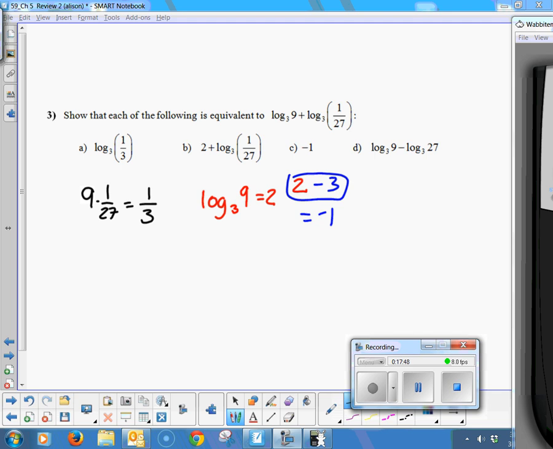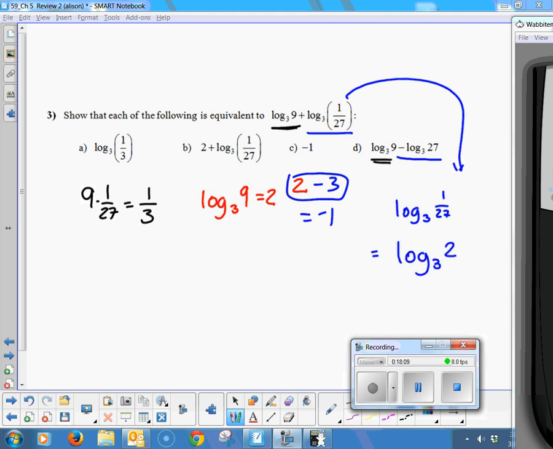So let's see. Here in part D, this part is the same. And so you might ask yourself, how did they get out of that? Well, what they could have done is they could have said log base 3 of 1 over 27 is the same thing as log base 3 of 27 to the -1, right? Because that's how we get 1 over 27. And that little -1 would pop out, and so we'd get negative log base 3 of 27. So it works out. Yay.